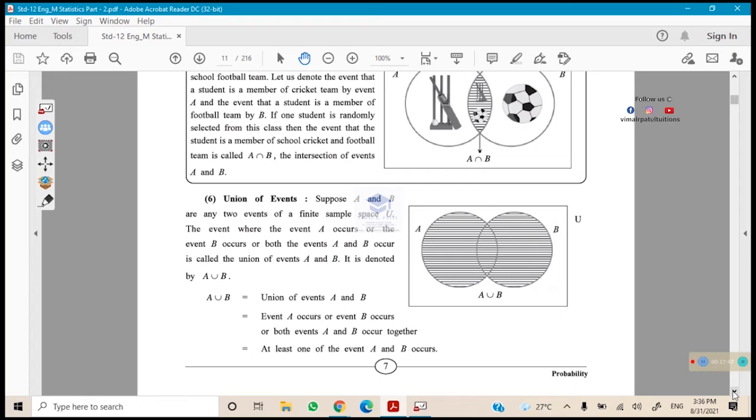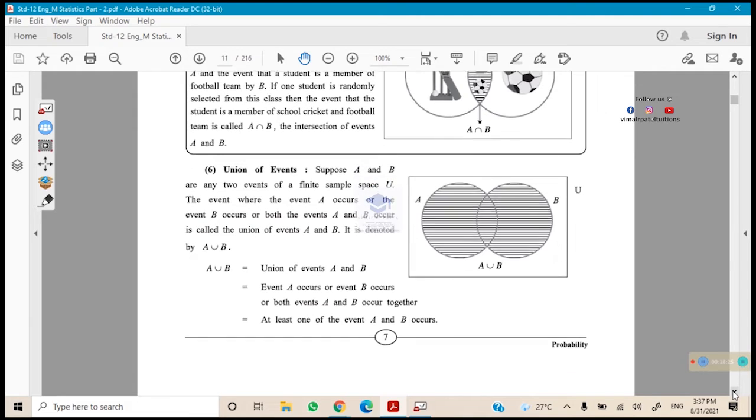So if it is said at least one of the events A and B occurs, it means A occurs or B occurs or A and B both occur. In probability, or means addition, and means multiplication. Or means addition and and means multiplication. Now union of events A and B means event A occurs or event B occurs or events A and B both occur together, or at least one of the two events A and B occurs.